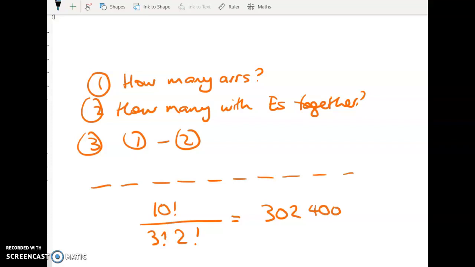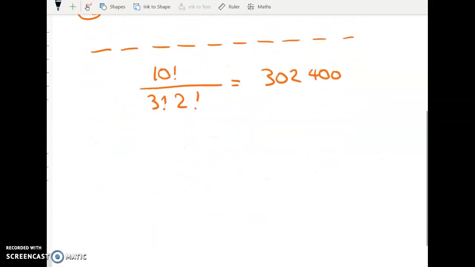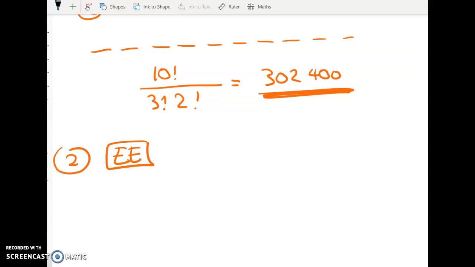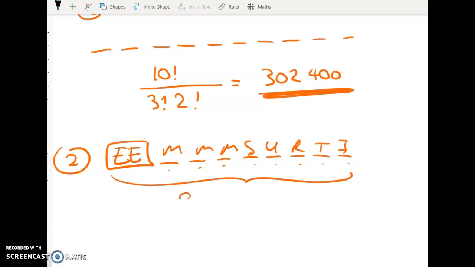Now, how many ways are there with the E's together? So this is step 2. So that's number 1. Right, number 2. Think of EE as one block letter, right? Imagine it's a Lego block and it's got EE on it now. That means that I've then got 9 more letters to arrange. So 1, 2, 3, 4, 5, 6, 7, 8, 9, right? I've got my 3 M's and then I've got my S, U, R, T, I. That means that all up here, there are going to be 9 factorial ways to arrange those 9 letters, right? Because EE is now being treated as 1.